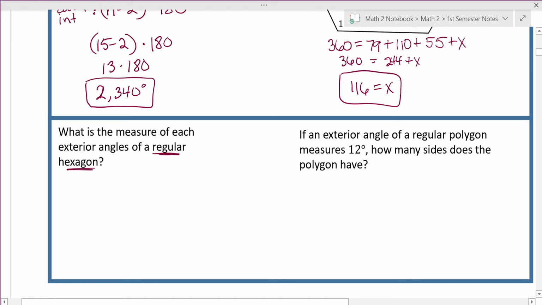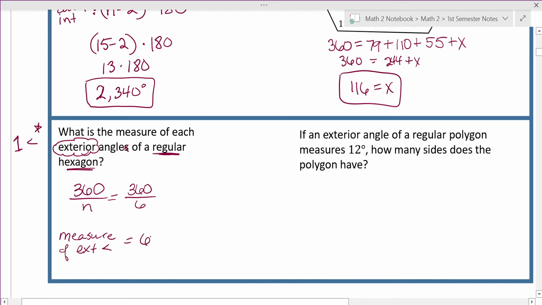So we're going to use those 2 regular formulas that we had, the measure of each exterior angle of a regular hexagon. So we're looking for one angle here, not all of them. We're looking for the measure of one angle. So we're going to go 360, which is the measure of all exterior angles always, and we're going to divide it by how many sides there are, which in this case, because we have a hexagon, is 6. So we get that the measure of the exterior angle equals 60 degrees.